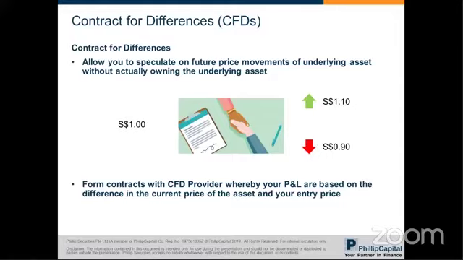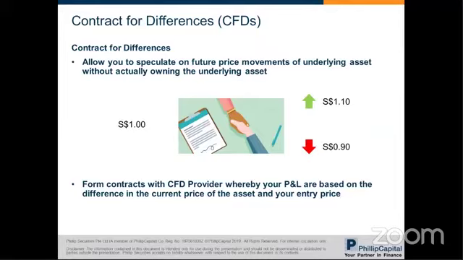Okay, so CFD, which people mention, is actually known as a contract for differences. What it does is form a contract between the CFD provider, which is us, in this case Phillip itself, and you. We provide this contract such that it allows you to speculate on the future price movement of the underlying asset without actually owning the underlying asset itself. So any price movement will translate into a profit or loss based on the difference between the price that you entered at and the current price of the asset.